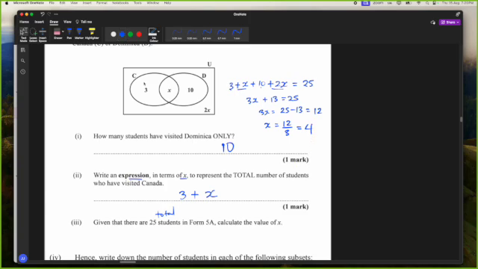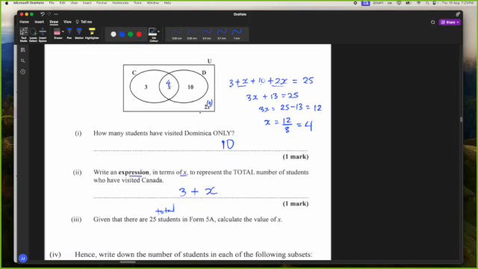And so you can immediately see that there will be 4 students here who visited both Canada and Dominica, and the number of students who visited neither would be 2 multiplied by 4, which is 8 students over here. So given that there are 25 students in the form, calculate the value of x. This is the calculation. x is equal to 4.